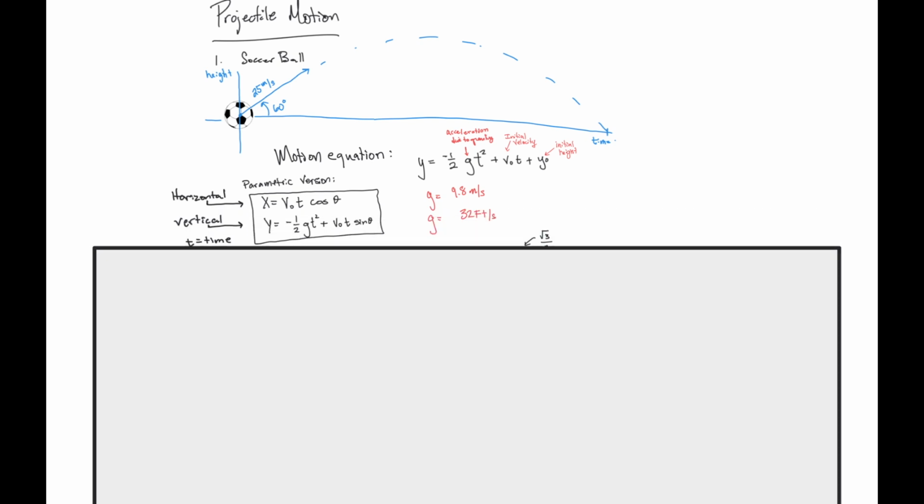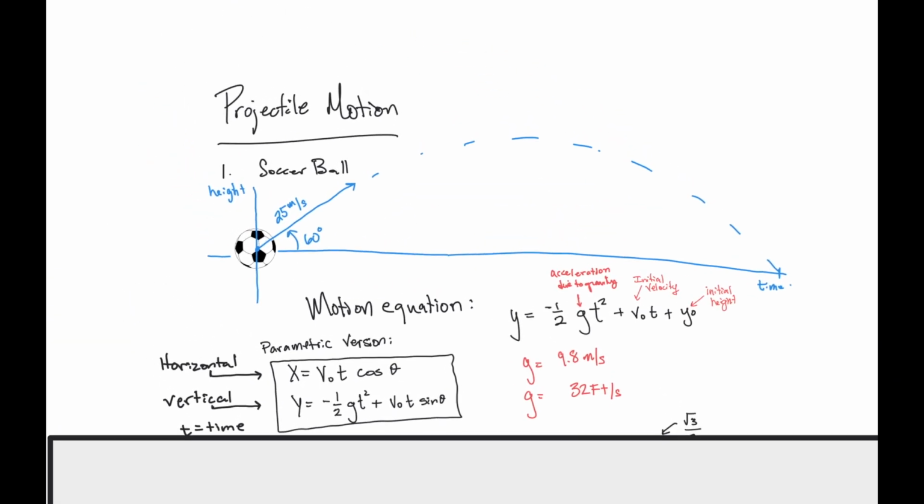Okay, so to start with, you can see here we have an image of what's happening. You have a soccer ball sitting on the ground, and you're going to kick that soccer ball with an initial velocity of 25 meters per second at an angle of 60 degrees. And so the picture looks like this, although the picture is not really necessary, but just to give you an idea. We have two sets of equations that we're going to look at.